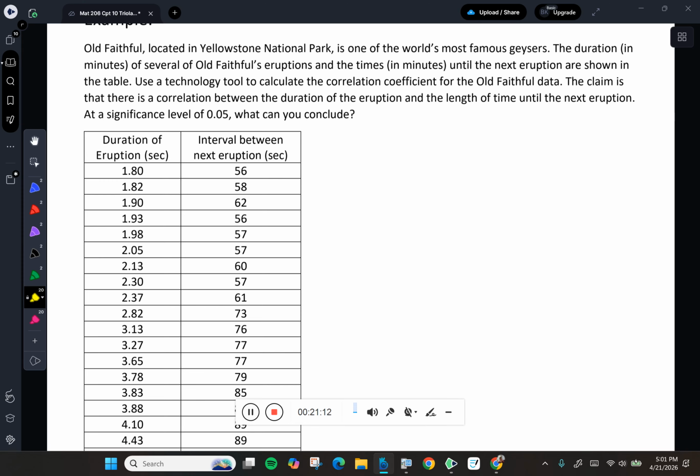Okay, so let's look at what's going on here. Our claim is that there is a significant correlation. Now, luckily for us, when we do hypothesis testing on this, the hypotheses are always the same.